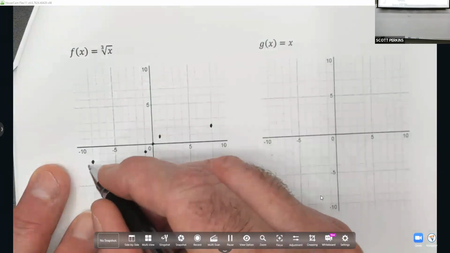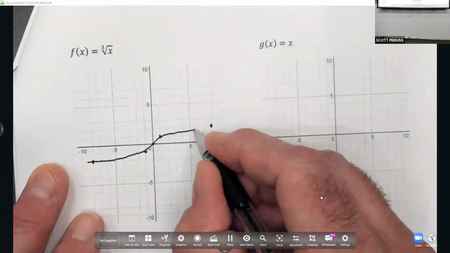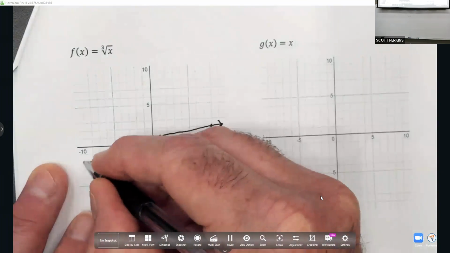So I'm going to do my best. Oh, I missed a point. You'll forgive me, though. There we go. There's my graph.